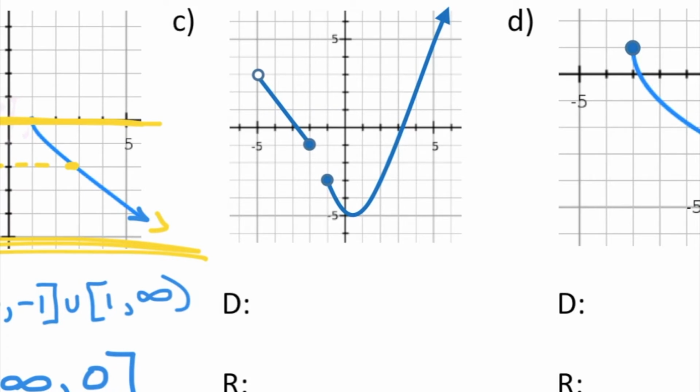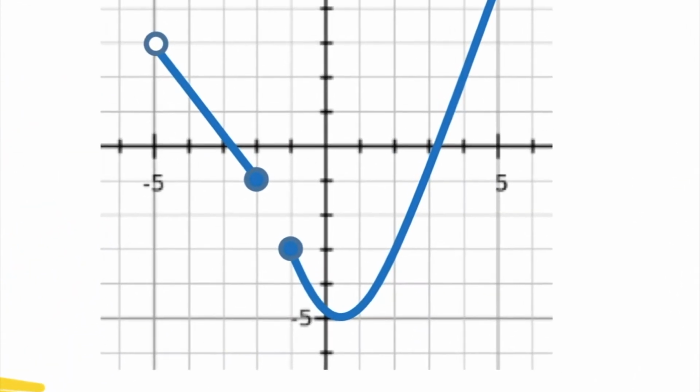Now, what I want you to notice in letter C, I'm going to go back to the pink, sorry, is that there are no x values between x equals negative 2 and x equals negative 1. And so my domain is going to be in two pieces.